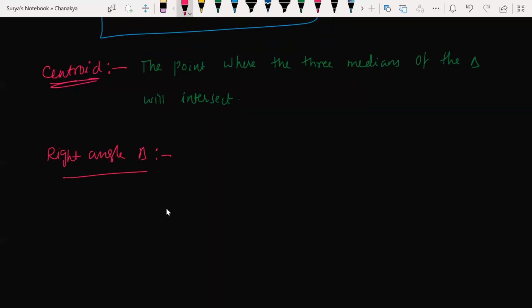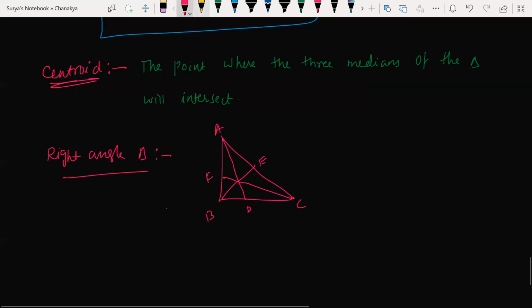In a right angle triangle, this is my right angle triangle. This is one median I can draw, and this is another median I can draw. This is A, this is B, this is C. Let's say this is D, this is E. This is F. This is the centroid here. Look at this. This is the centroid.